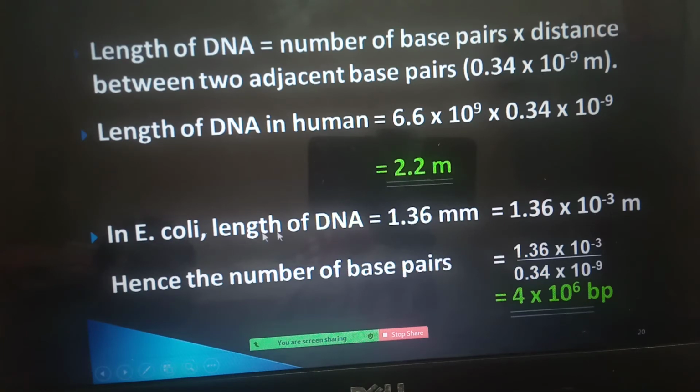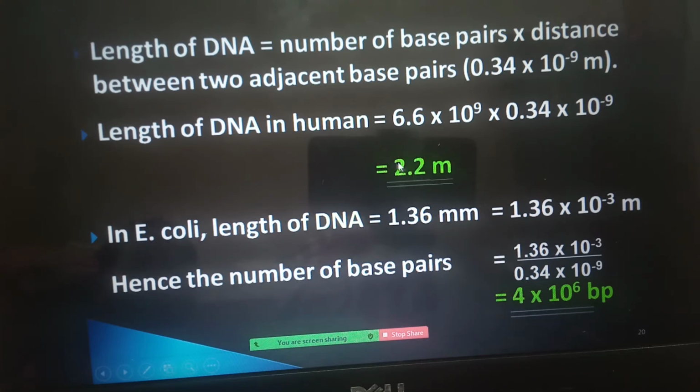In the case of a human, they ask you to find out the length of the DNA. So how can you do that? Multiplying the number of base pairs with the distance between adjacent base pairs. In the case of E. coli, they are given the length of the DNA, 1.36 millimeter. You have to find out the number of base pairs. How can you find out here? The length of the DNA divided by the distance between adjacent base pairs: 1.36 into 10 power minus 3 divided by 0.34 into 10 power minus 9. So what are you getting here? The length of the DNA in E. coli bacteria is about 4 into 10 power 6 base pairs.